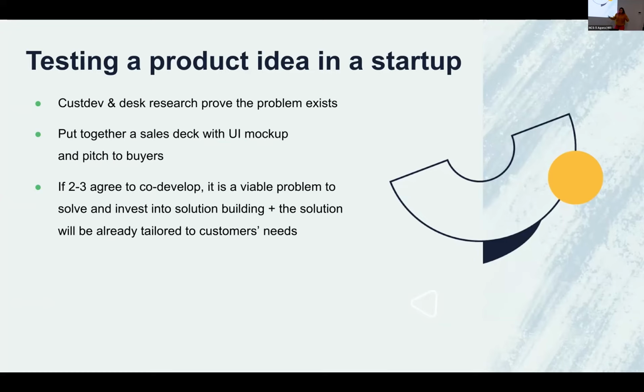If we find 2-3 clients that agree to co-develop with us, then it means that it is a viable problem to solve, because they're ready to invest their money and their time into building a solution with us, into finding something that is not yet ready. And the solution will already be better because it will be tailored to customers' needs instead of us trying to do it in a vacuum. We will have real test subjects always working with us.